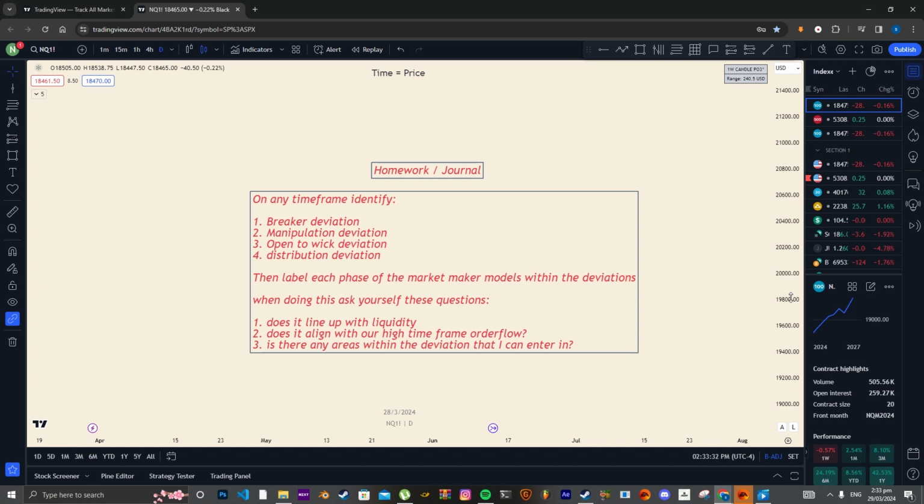Or maybe we don't even print a manipulation, and maybe we don't even sweep below. Maybe we have SMT, and then we immediately go up. Then you can use your distribution deviation and see if that one lines up with liquidity. So that's basically the premise of it.